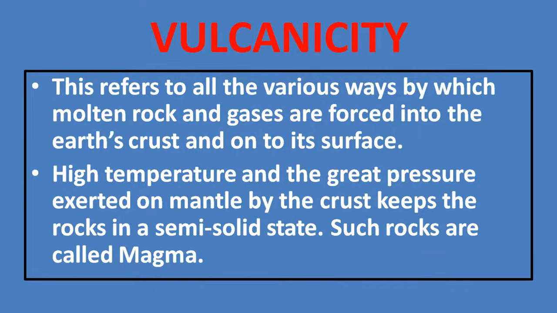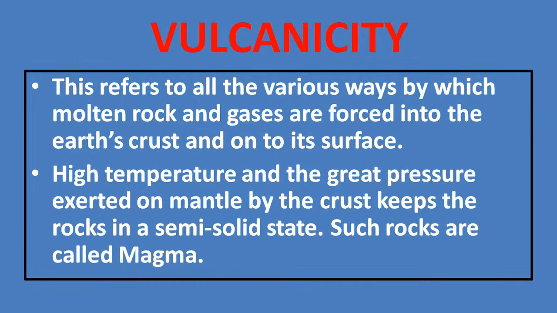So we are saying volcanicity therefore includes volcanic eruptions, the formation of volcanoes and lava plateaus, geysers and hot springs, and the formation of volcanic features such as batholiths, sills and dikes, which are within the crust. So we are saying rocks below the crust have a very high temperature, but the great pressure exerted on them by the crust keeps the rocks in semi-solid state.